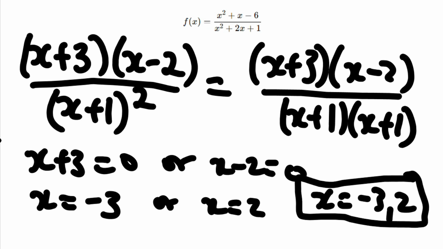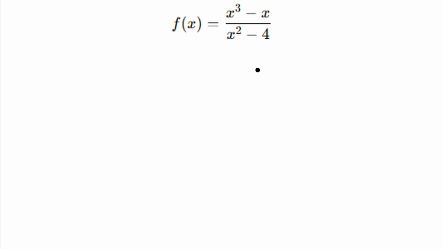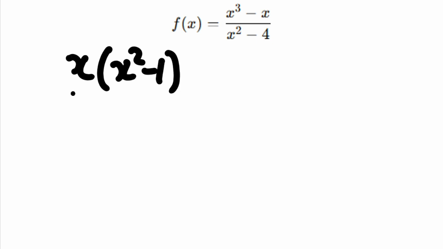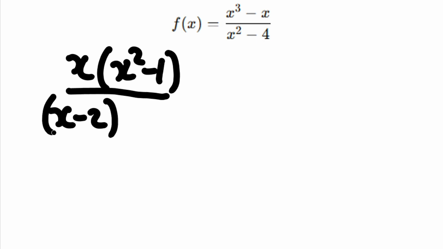Yeah, this is how to find the zeros for this function. Let me look at another one. Okay, so this one still we need to factorize. For the numerator, this is a cubic, right? So you do s into bracket s squared minus 1, that's for the top. Then the bottom is a difference of 2 squares. For difference of 2 squares, it is going to be s minus 2 multiply s plus 2, right?